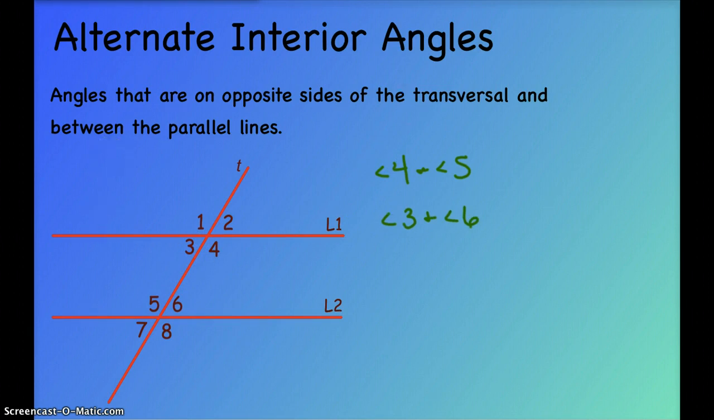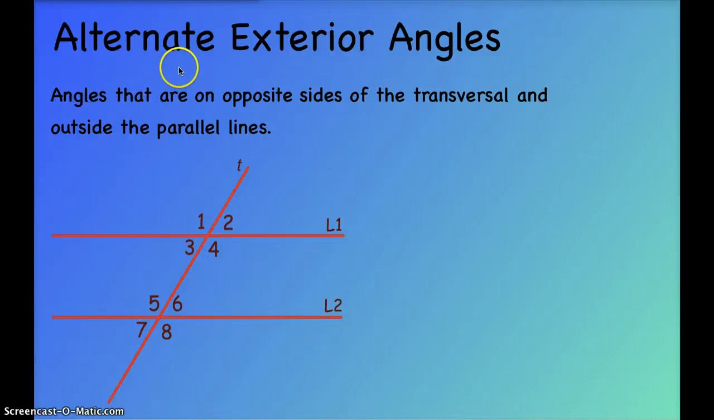And lastly, we are going to look at alternate exterior angles. And these are angles that are on opposite sides of the transversal, but are outside the parallel lines. So we have angle 1, and then on the other side, but way down here, we have angle 8. So those are alternate exterior. And then we have angle 2 and angle 7.